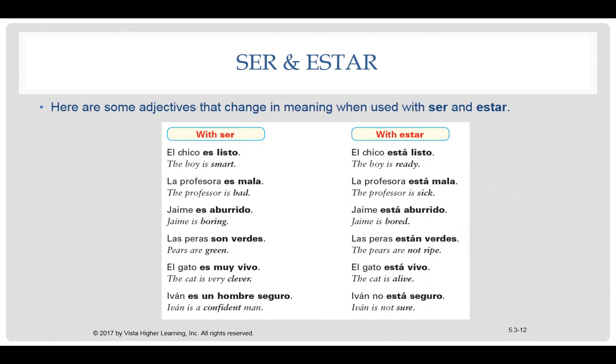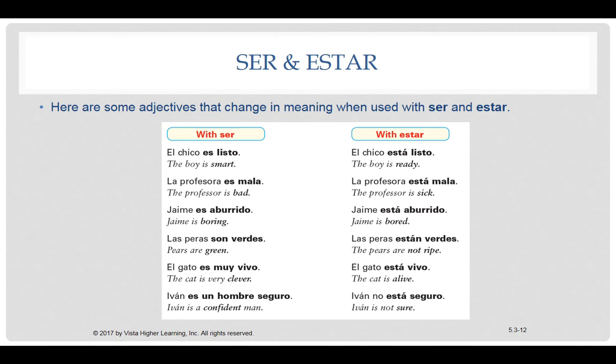Here are some adjectives that change in meaning when used with ser and estar. El chico es listo. El chico está listo. La profesora es mala. La profesora está mala. Jaime es aburrido. Jaime está aburrido.